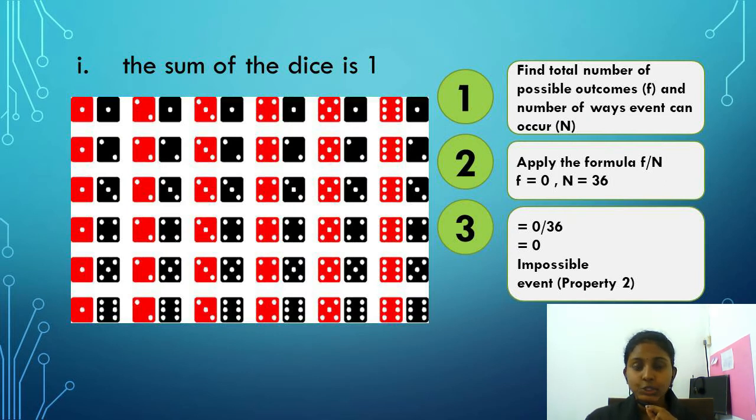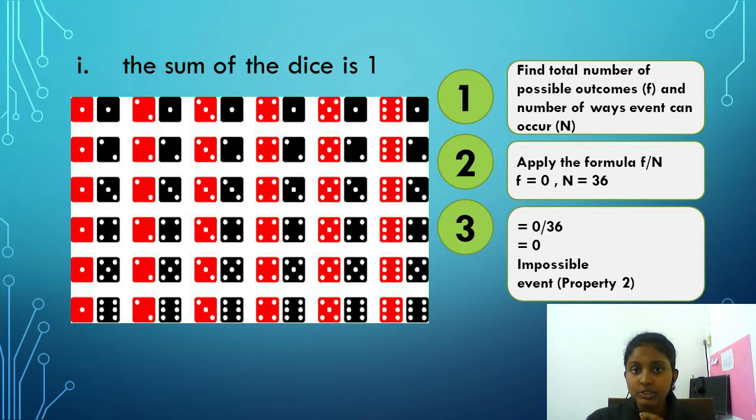Now let's look into our first question. The sum of the dice is 1. When we look into this diagram, two dice are rolled, a red one and a black one. The first step to calculate the probability of an event is to find the total number of possible outcomes, n, and the number of ways that the event can occur, f. The second step is to apply the formula f over n.